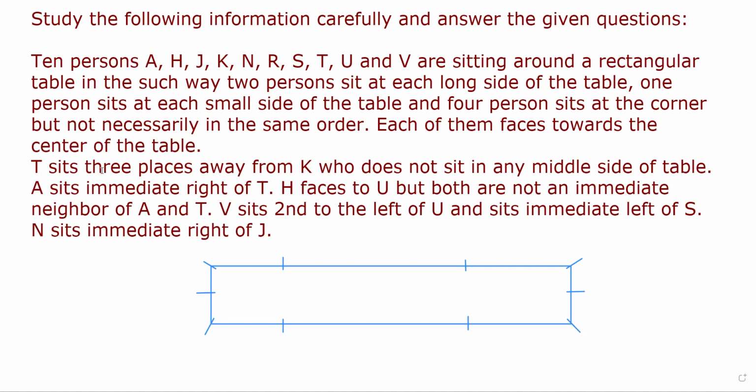Now T sits 3 places away from K, who doesn't sit in any middle side of the table, and A sits immediate right of T. H faces U, but both are not immediate neighbors of A and T. And B sits second to the left of U and sits immediate left of S. And N sits immediate right of J. So these are the conditions.